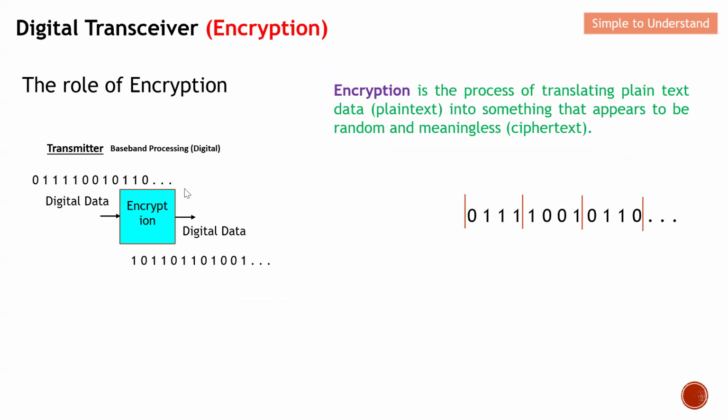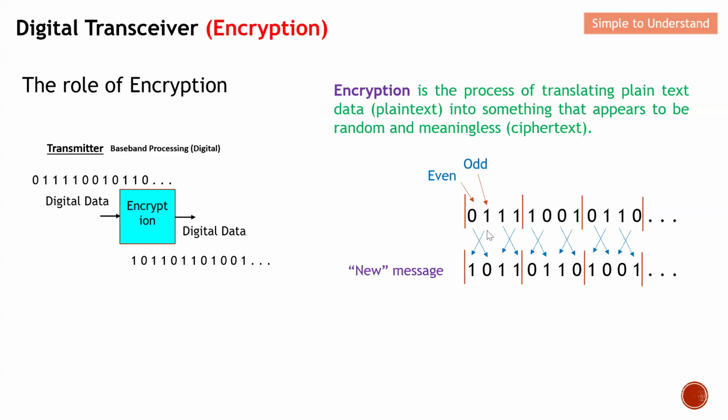Next, coming to the role of encryption. Encryption, in a very simple definition, is the process of translating plain text data into something that appears to be random and meaningless. For example, let's say this is your message. This is the message at the input of the encryption. You can have a very simple form of encryption. For example, this is the even bit, this is the odd bit. I can interchange the even bit and the odd bit.